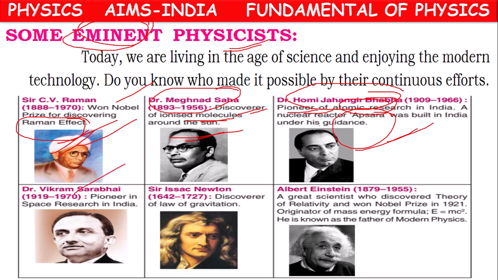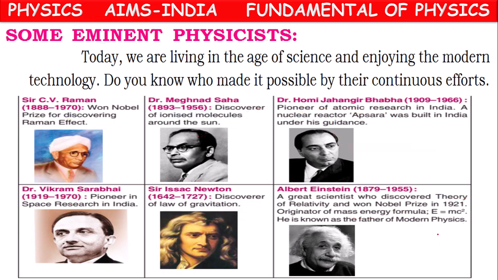Vikram Sarabhai is famous for doing space research. Sir Isaac Newton discovered the law of gravitation. Albert Einstein won the Nobel Prize in 1921. He gave the mass-energy formula E equals mc squared. He is the father of modern physics. These are all things you will be learning later, children. So just identify their names and learn their discoveries by heart.